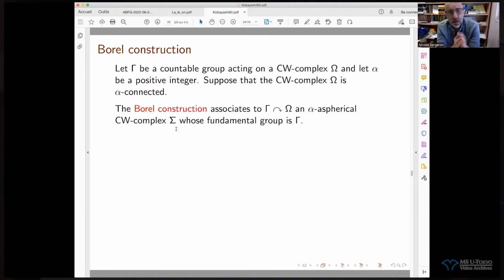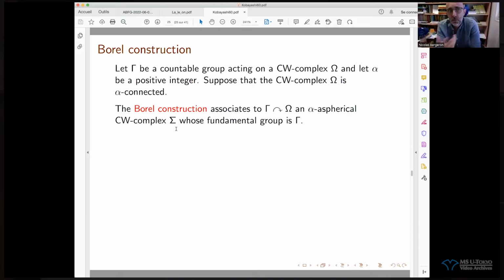The tool, as I try to explain, is to find a good CW complex to understand the topology of gamma. Of course, the first thing we can do: we know that gamma acts on the symmetric space associated to SLN, and we could try to find a fundamental domain for this action and look at how many cells this fundamental domain has, and so on.